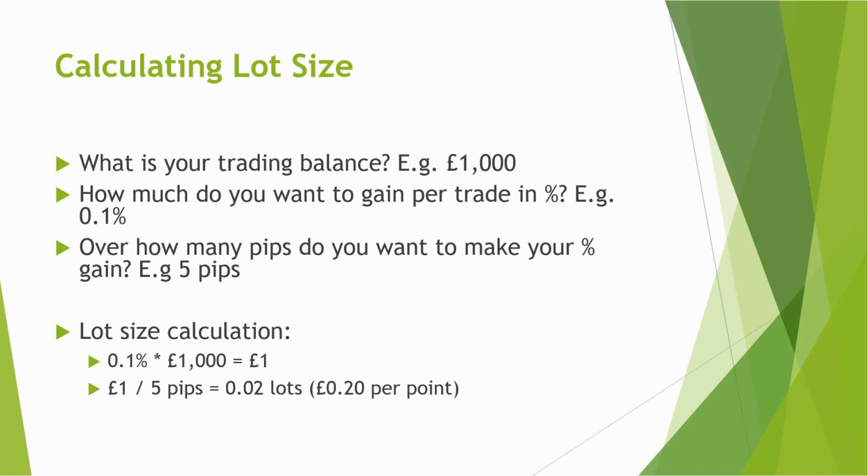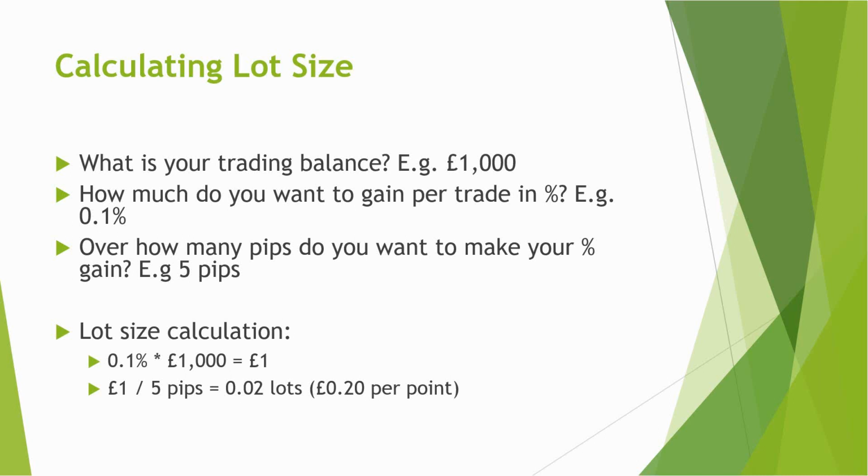And then the next and last piece of the puzzle is over how many pips you want to make your gain. Do you want to make that 0.1% over 5 pips, 10 pips, 100 pips, etc.? Now this is where not having a stop loss really makes it work. The lower the percentage gain and the bigger the pip size, the more you have in your account to protect you for when trades go against you. That might not have made any sense to you, but it will make sense as the videos go on. Hopefully you're understanding this and you get what I'm going on about.